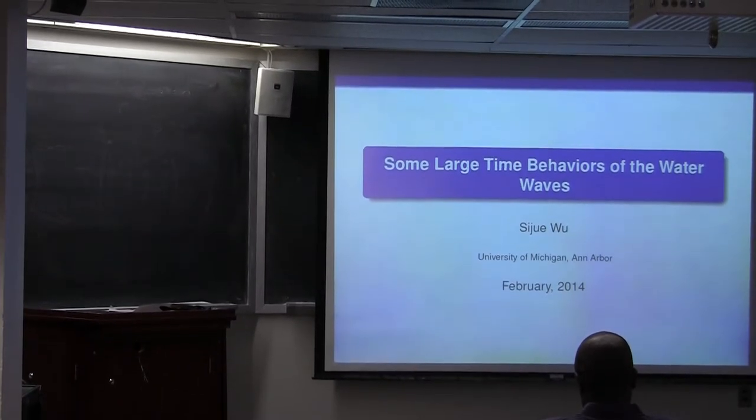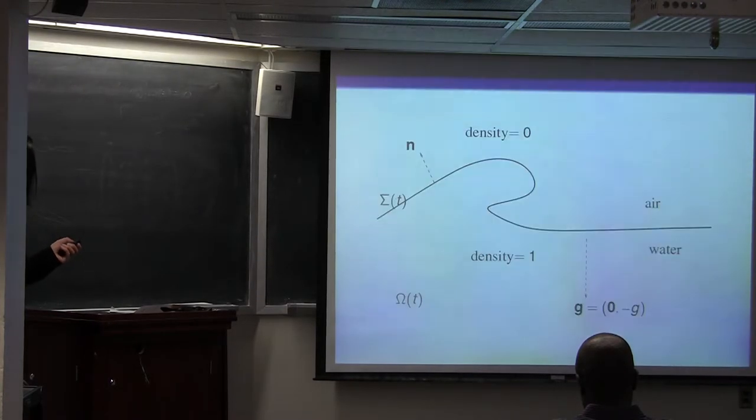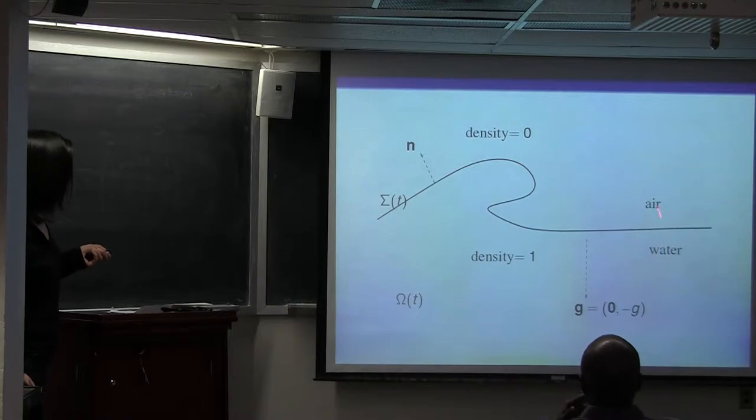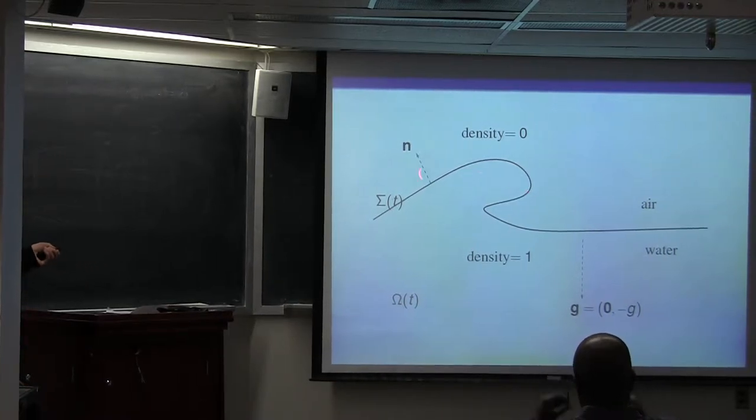Okay, so what I'm going to talk about is some large-time behaviors of water waves. The basic question we want to understand is the following. Suppose we have waves form in the middle of the ocean, and we want to understand what happens next. This is a wave I drew by hand, the kind we typically see, where air is above the water and the water is below.